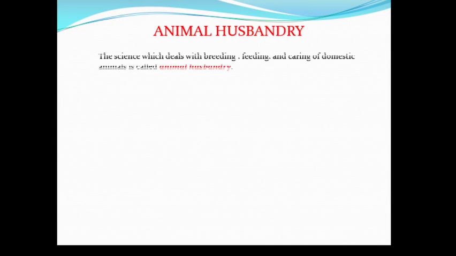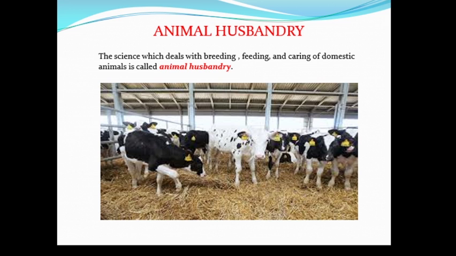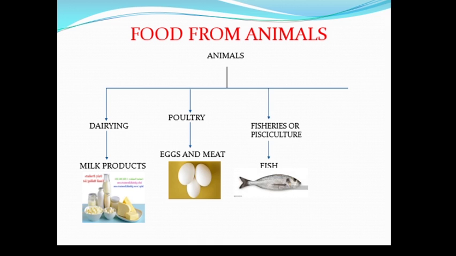Animal husbandry. The science which deals with breeding, feeding and caring of domestic animals is called animal husbandry. We receive many food items from some animals too. They provide us with edible products like milk, cottage cheese, curd, meat, honey, egg, etc. You can see the flowchart, it is given here.